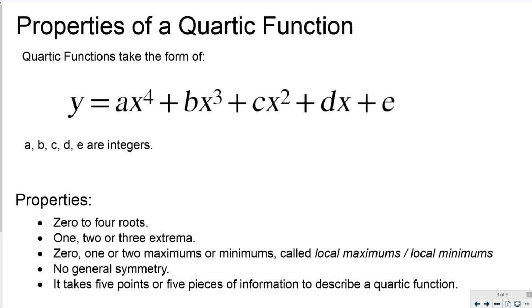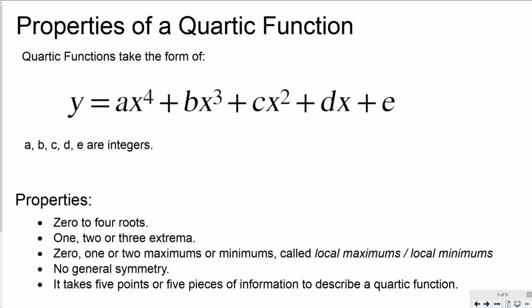Okay, so properties of a quartic function. Quartic functions take the form of y equals ax to the fourth plus bx to the third plus cx to the second plus dx plus e. That said, a, b, c, d, e are all integer values. They all have to be whole numbers. They can be positive or negative, but they all have to be whole numbers. And a cannot be 0. Otherwise, you revert back to a cubic.